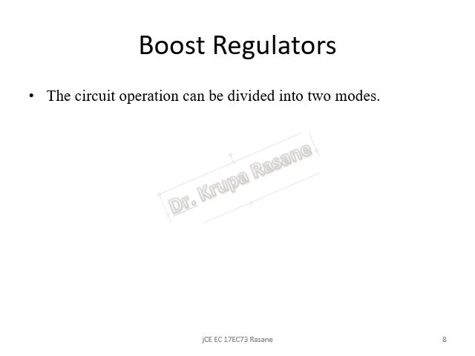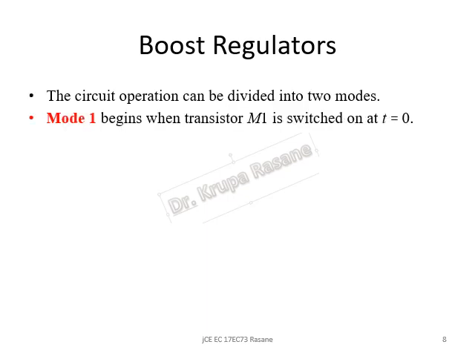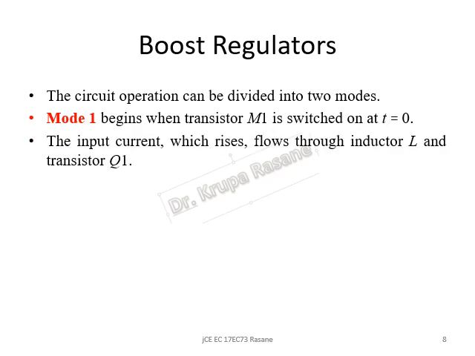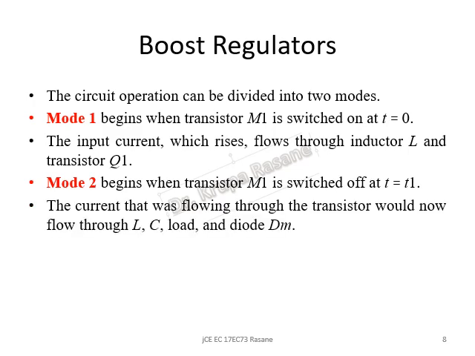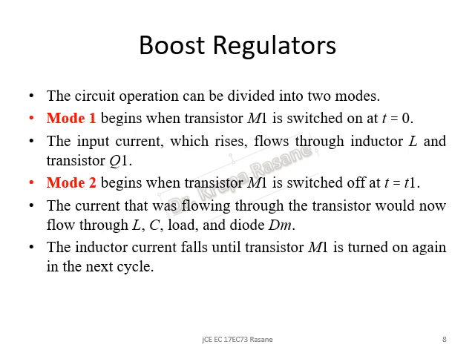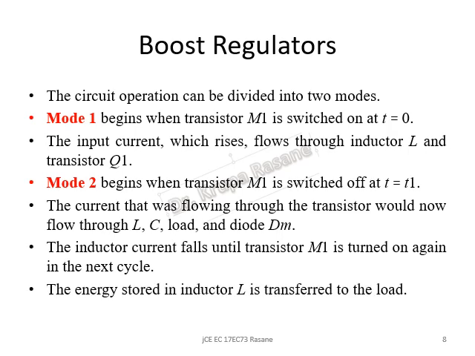So the circuit operation can be divided into two modes. Mode 1 begins when the transistor M1 is switched on at t equal to 0, and the input current rises slowly through inductor L and transistor M1. Mode 2 begins when transistor M1 is switched off at t equal to t1, and the current that was flowing through the transistor would now flow through L, C, load and diode DM. The inductor current falls until transistor M1 is turned on again in the next cycle.